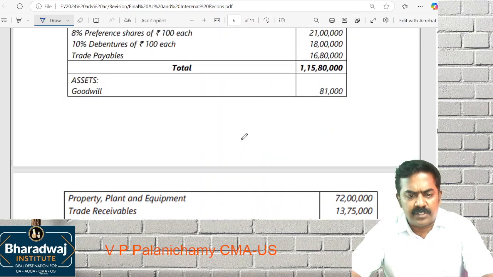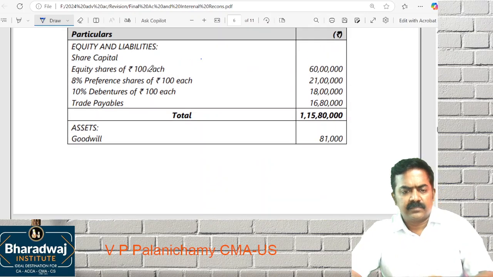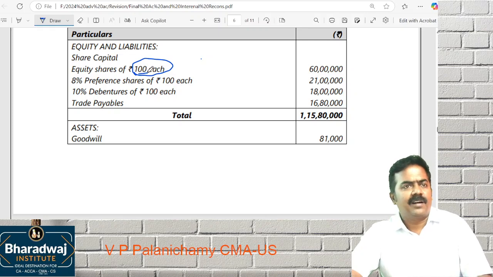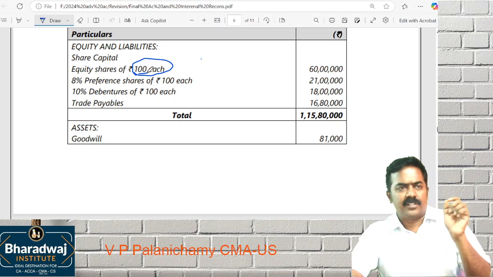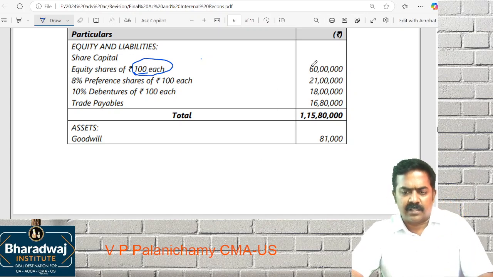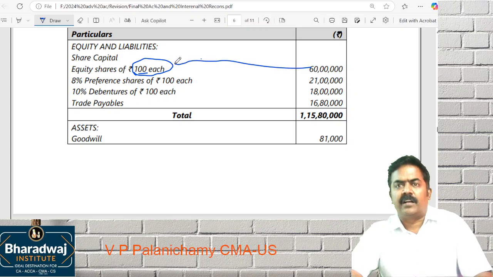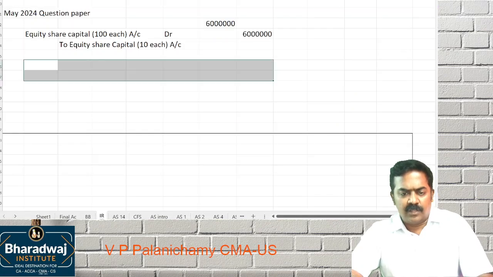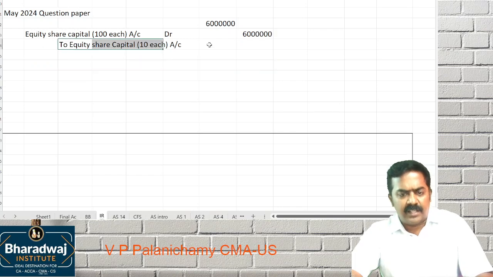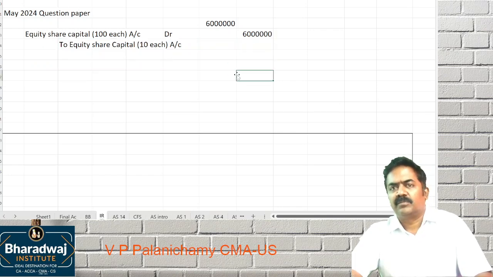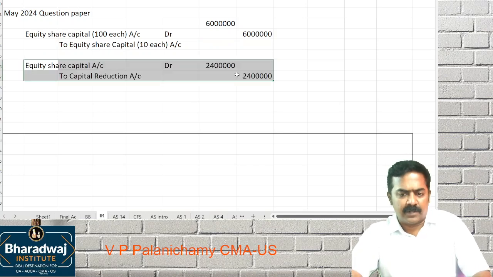Now look at the equity share capital. It is 100 each. One share of 100 becomes 10 shares of 10 each. So how many shares are there? 60 lakhs divided by 100, that is 60,000 shares. In future, it is going to be 10 each. The value is the same. Why the same value? One share of 100 becomes 10 shares of 10 each in the market.